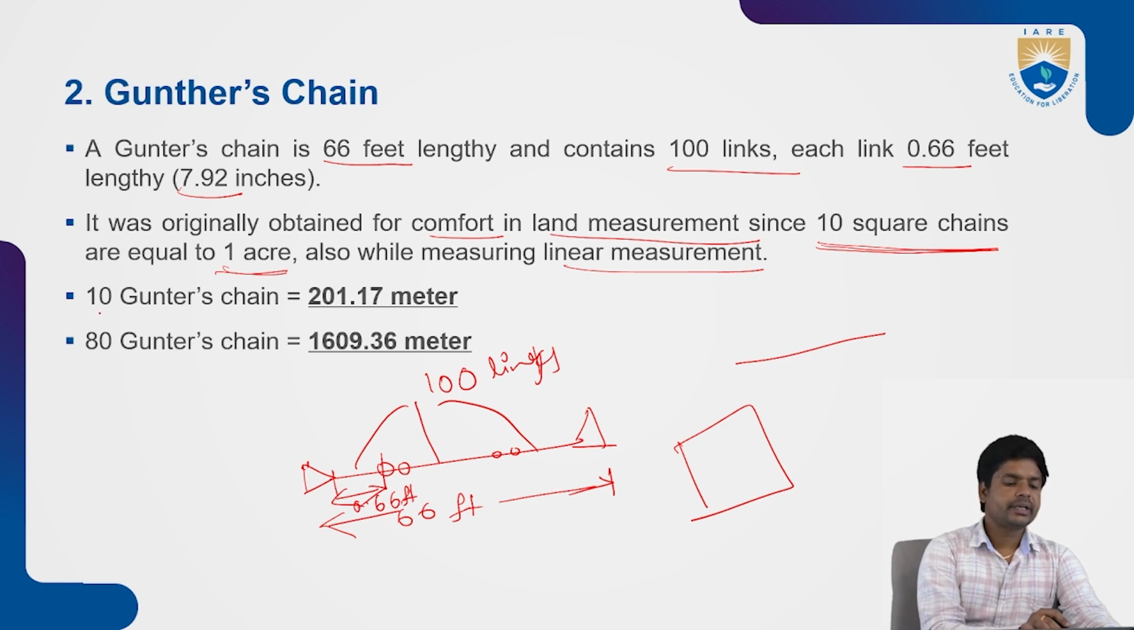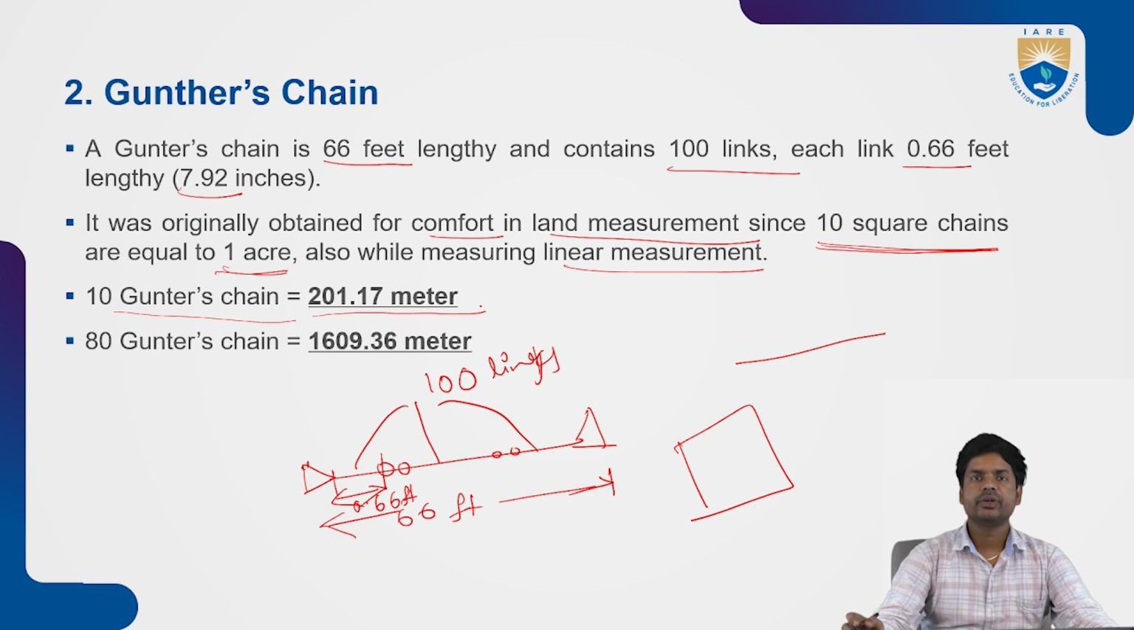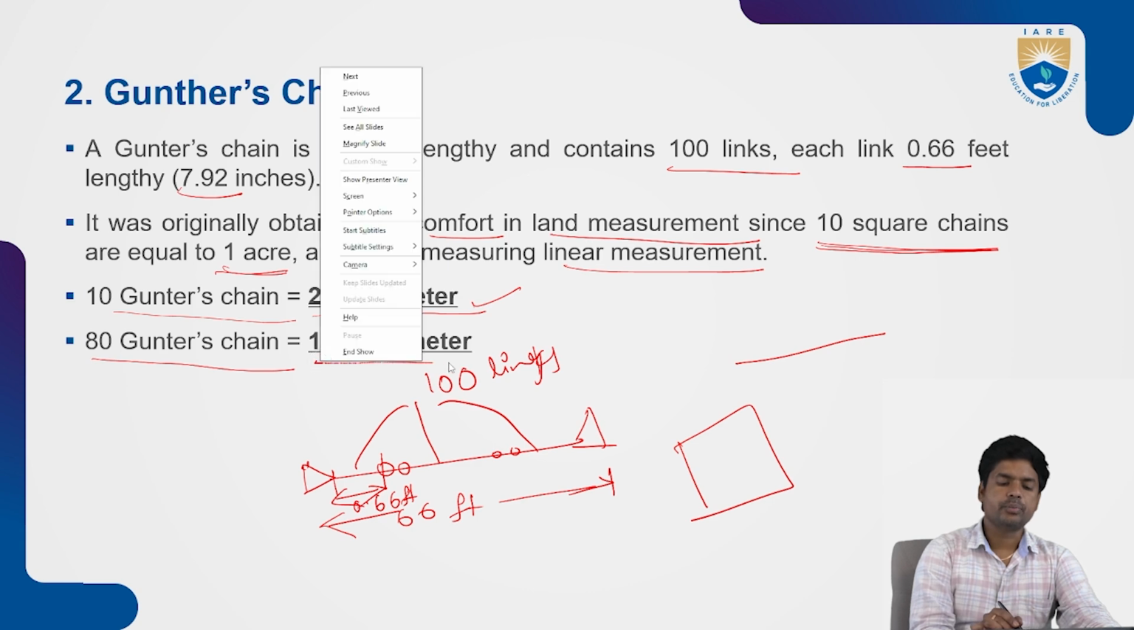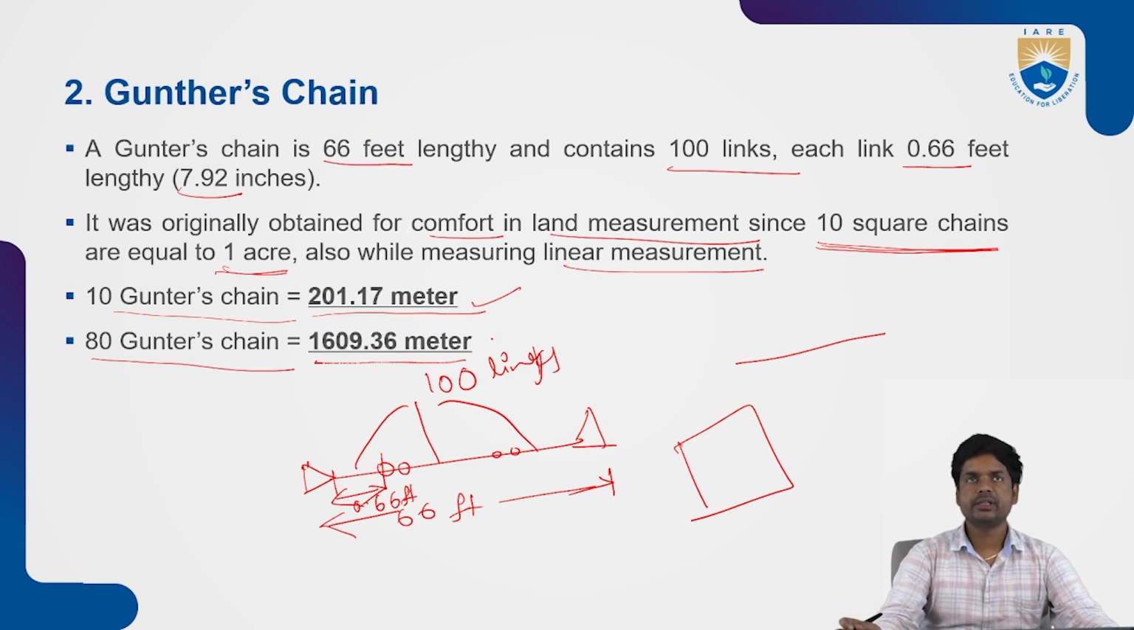The next one: 10 Gunter's chains is equal to 201.17 meters. So if you combine 10 Gunter's chains, that will be around 201.17 meters. And if you take 80 Gunter's chains, that is around 1609.36 meters. These are the lengths of Gunter's chain.